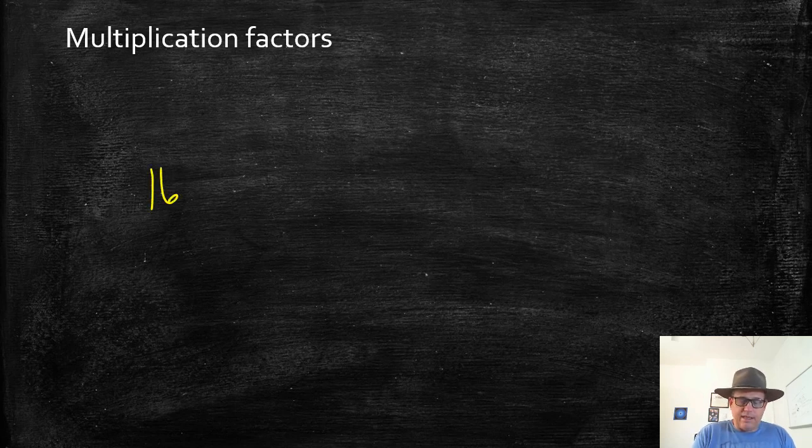What about 16 to 57? What's the multiplication factor now? It's probably not just going to come to your head, although hopefully pretty quickly you realize the answer is not going to be a whole number. 16 times 2 is 32, times 3 is 48, times 4 is going to be bigger than 57, so it's somewhere between 3 and 4.